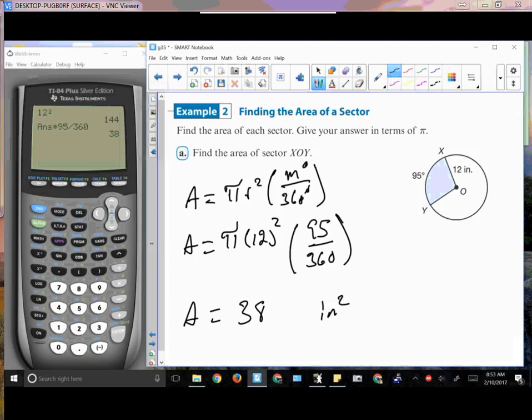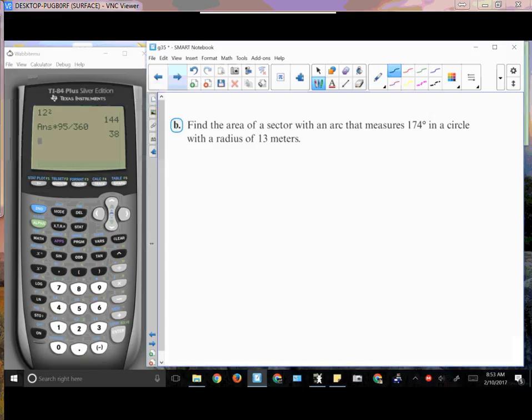Again, nothing all that difficult. It is just simply plugging in the information where it belongs. Okay, we've got another one here. Find the area of a sector with an arc that measures 174 degrees in a circle with a radius of 13 meters. So, I've got my circle.